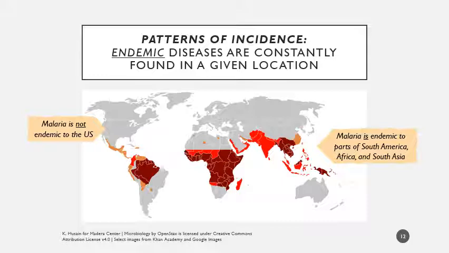Malaria is endemic to parts of South America, Africa, and South Asia. If you're traveling to somewhere like India, Pakistan, parts of Africa, Southeast Asia, or specifically the central or northern part of South America, it's really important to take anti-malarial drugs preventatively so that if you are exposed to it, you're less likely to contract malaria, which can be very severe. So that's the good thing about an endemic disease: we know to look out for it.